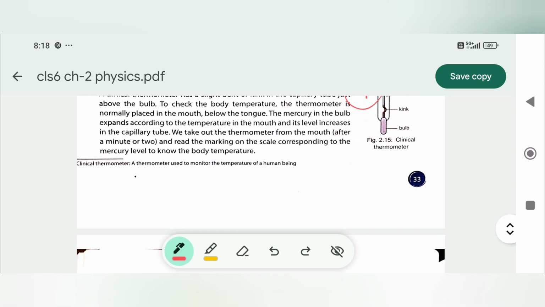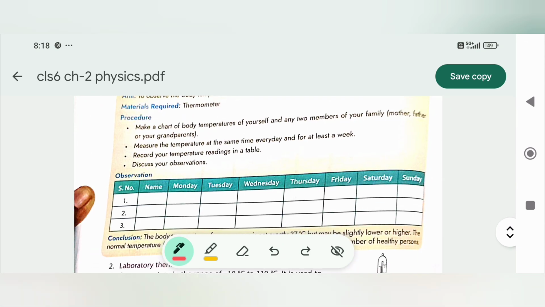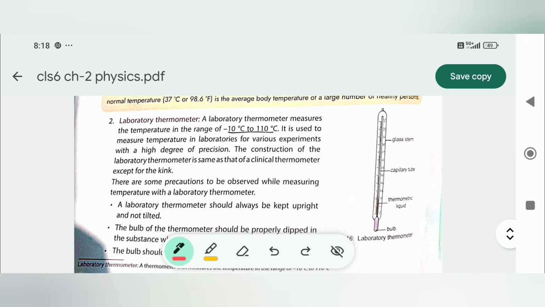Then laboratory thermometer. A laboratory thermometer measures the temperature in the range of minus 10 degrees Celsius to 110 degrees Celsius, and it is used to measure temperature in the laboratory for various experiments with a high degree of precision. This is G 3.